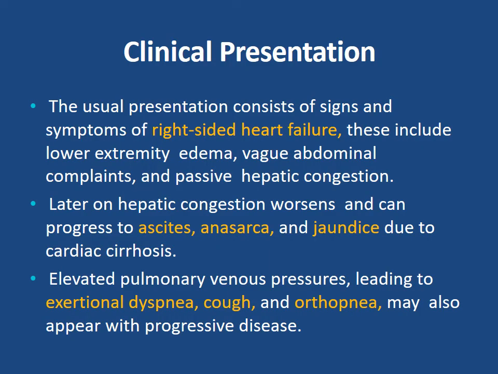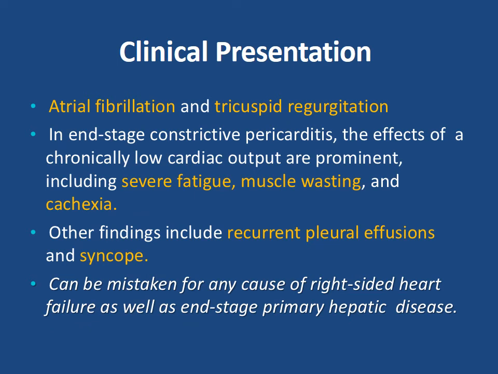The usual clinical presentation consists of signs and symptoms of right-sided heart failure. These include lower extremity edema, vague abdominal complaints, and passive hepatic congestion. Later on, the hepatic congestion worsens and can progress to ascites, generalized anasarca, and jaundice due to cardiac cirrhosis. Elevated pulmonary venous pressure leading to exertional dyspnea, cough, and orthopnea may also appear with progressive disease. The other features include atrial fibrillation and tricuspid regurgitation.